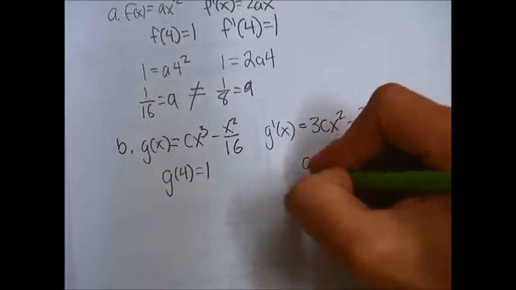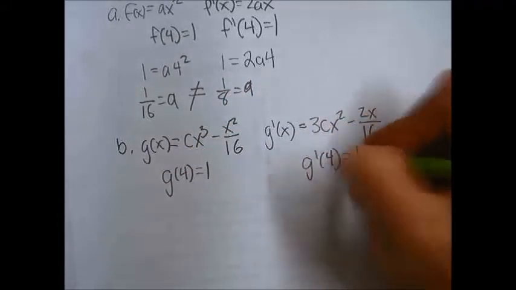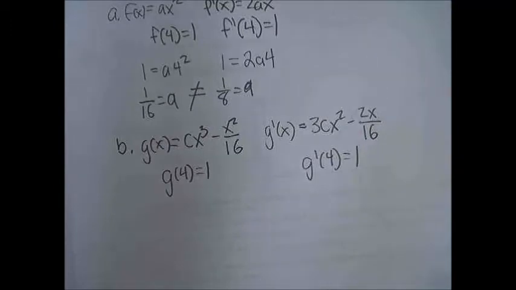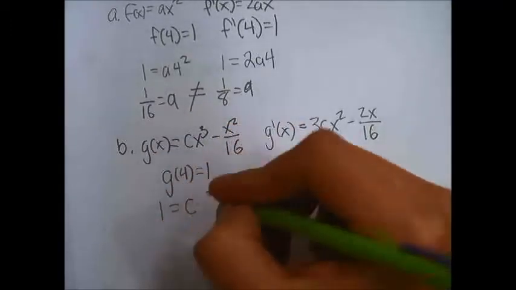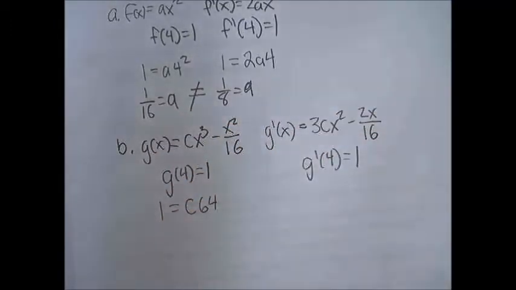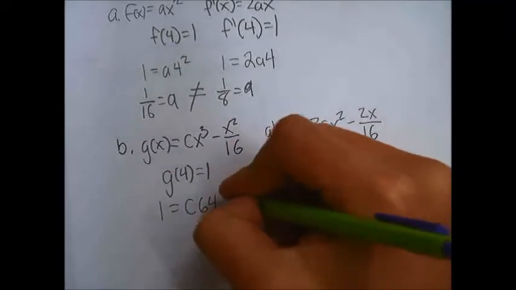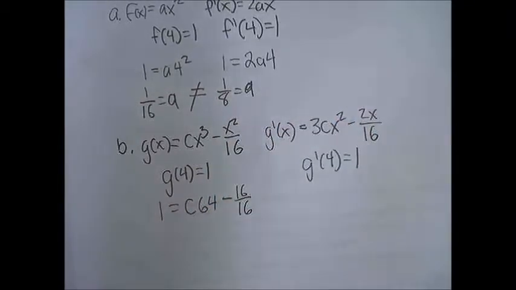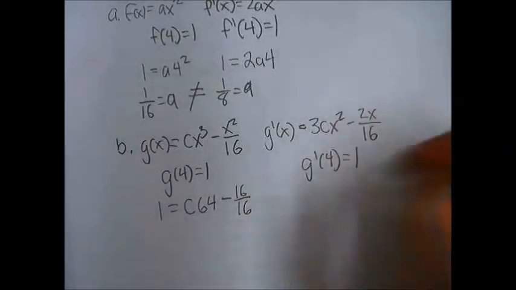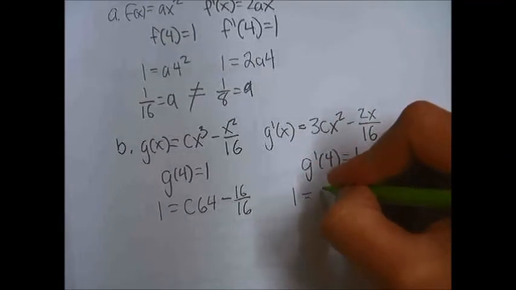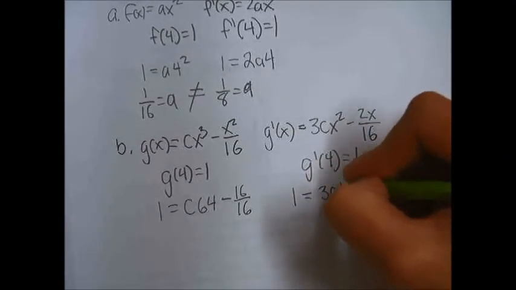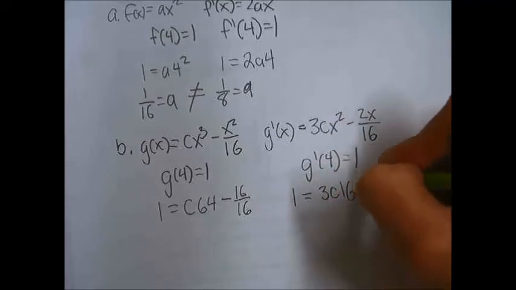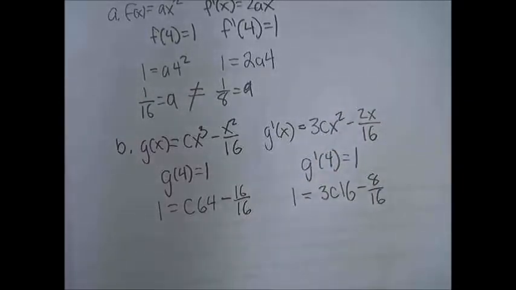Now the same kind of idea applies here. g of 4 is going to be equal to 1, and g prime of 4 is going to be equal to 1. So now I'm going to plug the stuff in, and I get 1 is equal to c times 64. That's what 4 cubed is. Minus 16 over 16. And if I plug in the stuff here, I get 1 is equal to 3 times c times 16 minus 8 over 16.